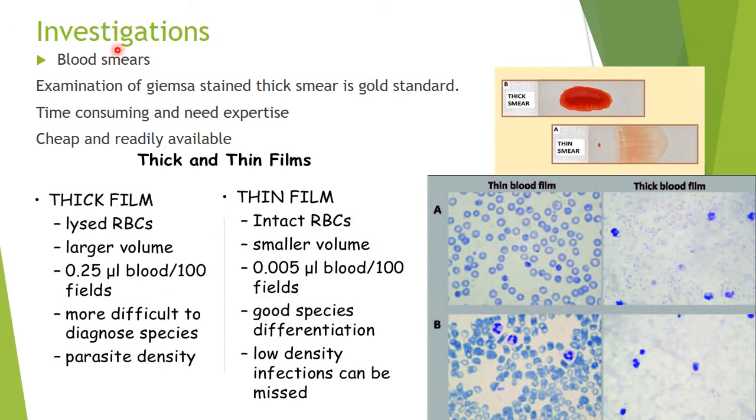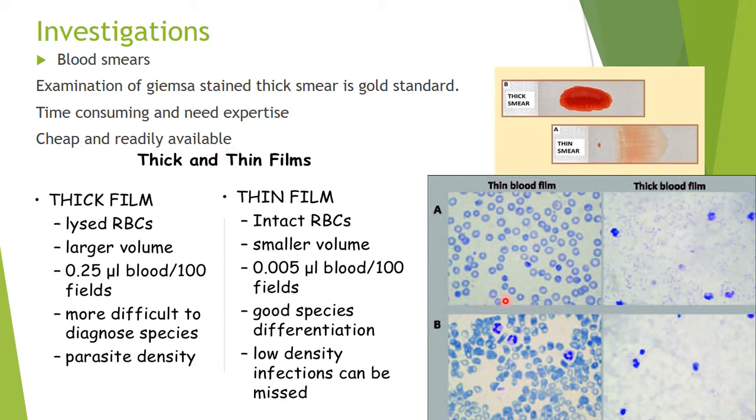So what are the investigations we can do for malaria? Well, the most important one is blood smears. Examination of Giemsa stained thick smear is the gold standard. So this is an example. This is the thick smear and this is the thin smear. They are time consuming and need expertise, but they are cheap and readily available.